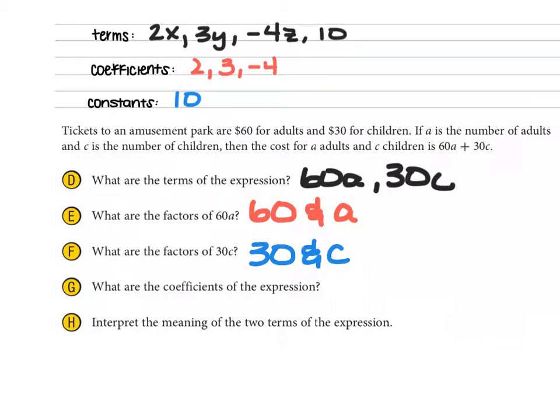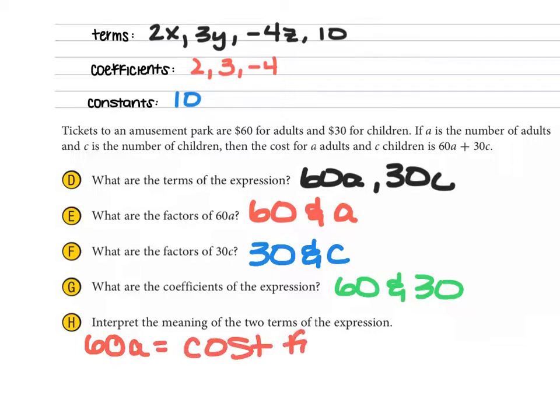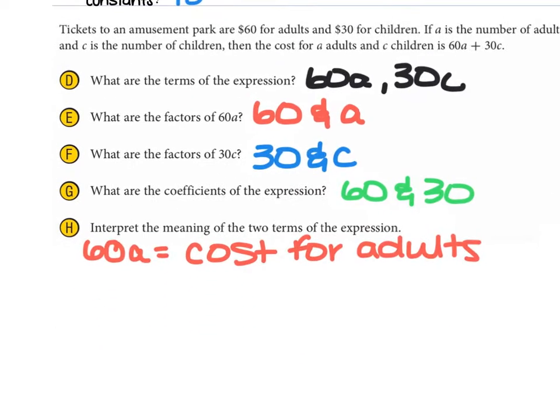They want to know what the coefficients of the expression are, so the numbers in front of the variables, so that's the 60 and the 30. And then it tells us to interpret the meaning of the two terms of the expression. Well, 60A is the cost for adults. And the 30C is the cost for children.